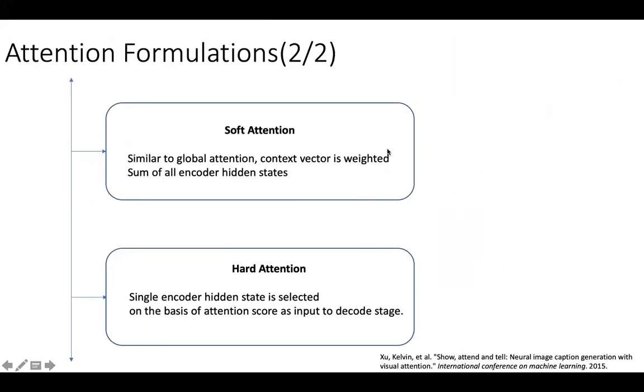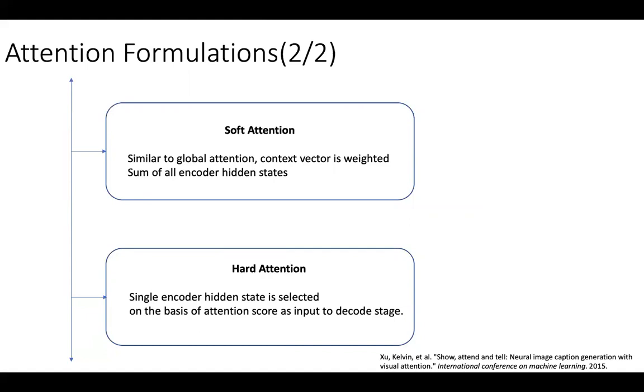Then in one of the image caption generation papers, they have used two types of attention, that is soft attention and hard attention. Soft attention is similar to global attention, where the context vector is a weighted sum of all encoder hidden states. And in hard attention, we calculate the attention score for all encoder hidden states, and only the stage for which the attention score was max will be used for target word generation. So that was hard attention.